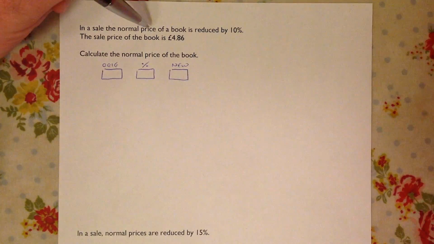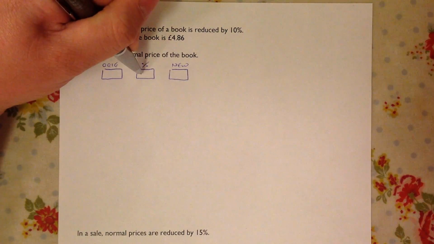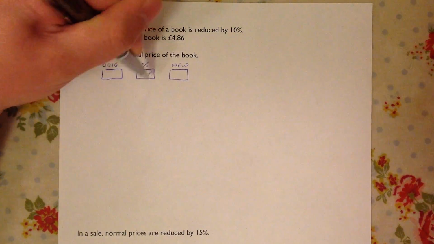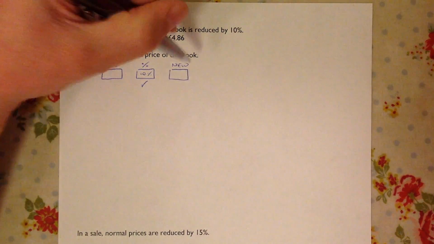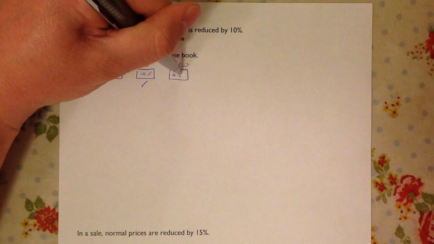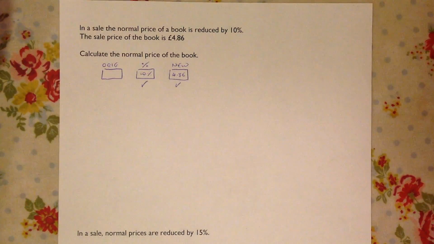In a sale, the normal price of a book is reduced by 10%. So we have the percentage reduction, we have that piece of information. It then says the sale price is £4.86. So we have the new information.